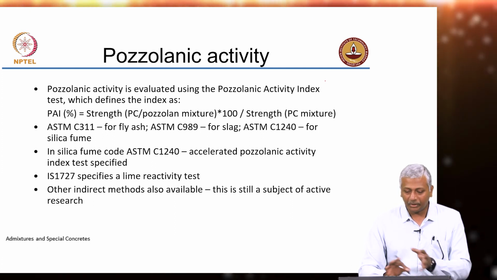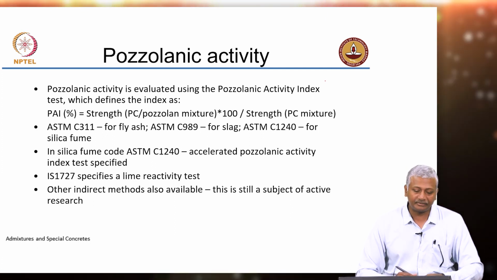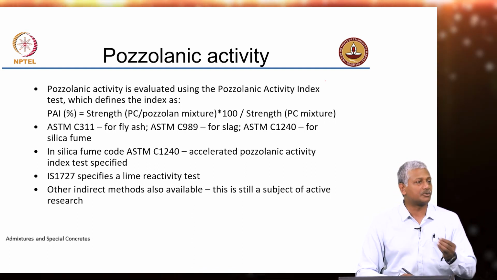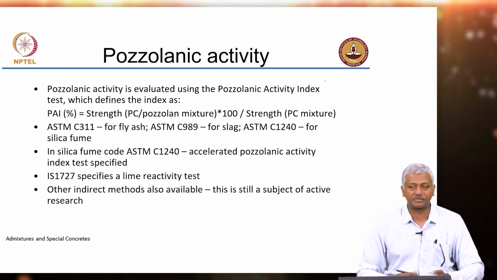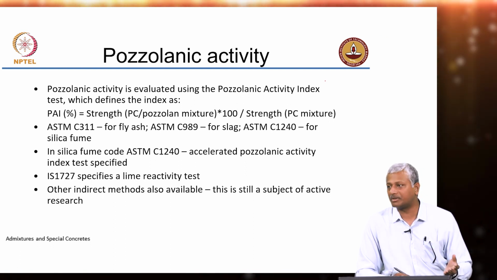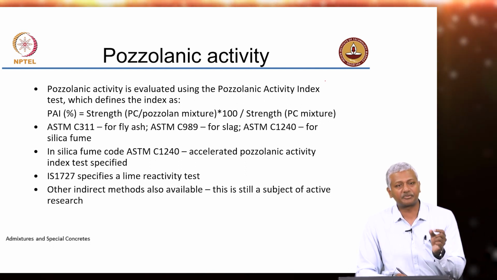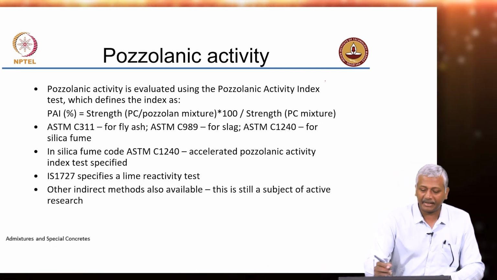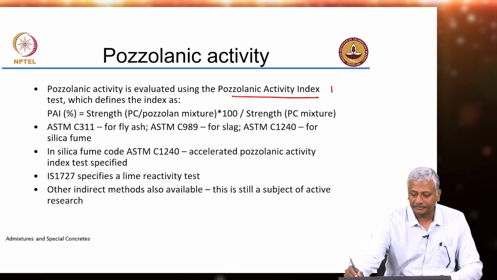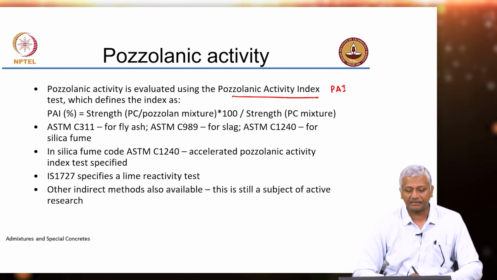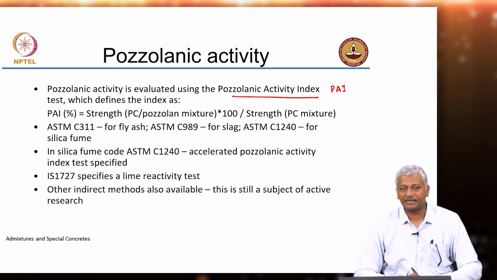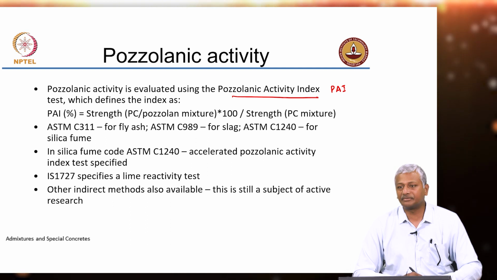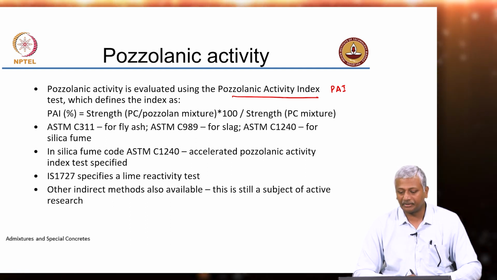But nevertheless, we will talk about some of the activity determination tests. The simplest way to determine the reactivity of a pozzolanic material is to simply substitute cement by this material and determine the strength of a cement mortar. You make a standard cement mortar, make another mortar where cement is partially replaced by the mineral additive, and then determine the strength. That is called the Pozzolanic Activity Index Test, PAI, where the Pozzolanic Activity Index is simply defined as the percentage strength of the pozzolan mixture relative to the plain Portland cement mixture.